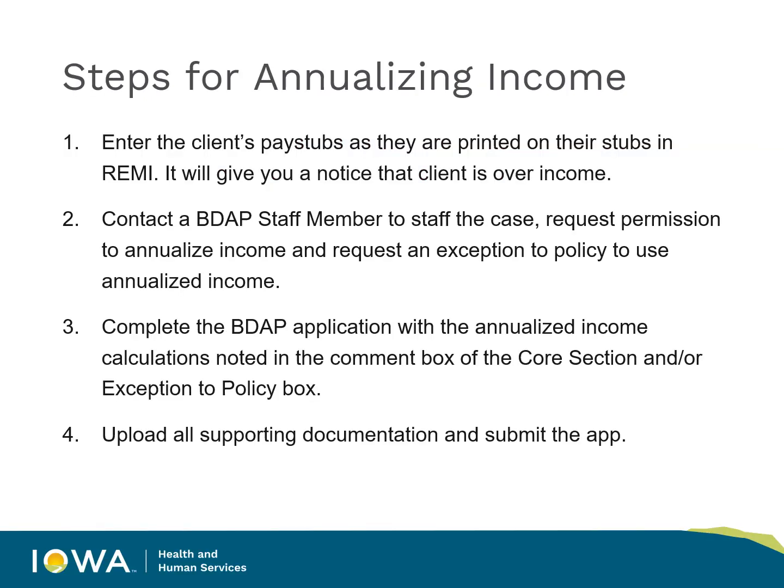So in order for this to work in REMI, we ask that you enter the client's pay stubs in REMI as they are printed on their stubs. It will give you a notice that the client is over income. The second step is to contact a BDAP staff member to staff the case, request permission to annualize income, and request this exception to policy to use that annualized income amount. The third step is then to complete the BDAP application with the annualized income calculation noted in the comment box in the core section or exception to policy box. And from there, you would upload all supporting documentation and submit the application as normal.